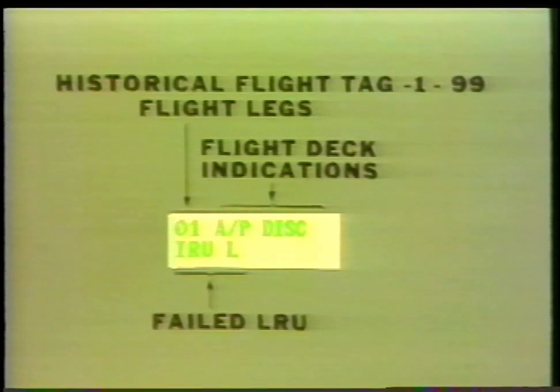The top line of a typical fault message is reserved for an historical flight tag and flight deck effect. This tells in which flight leg a fault occurred and the flight deck effect which resulted from the fault. In this case, the 01 indicates that the fault occurred during the last flight and that it was an autopilot disconnect. The bottom line indicates the faulty line replaceable unit, or LRU, in this case, the left inertial reference unit.